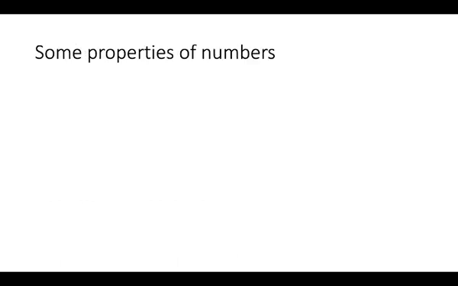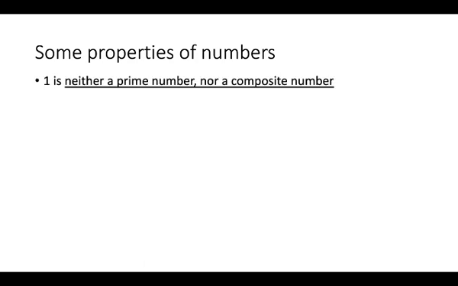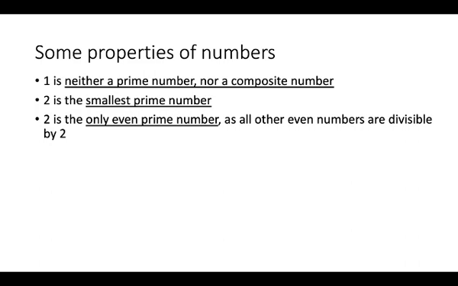So students, I explained about prime numbers and composite numbers. One more thing, one is neither a prime nor a composite number, and the smallest prime number is 2, the only even prime number is 2. Generally students ask about co-prime numbers.